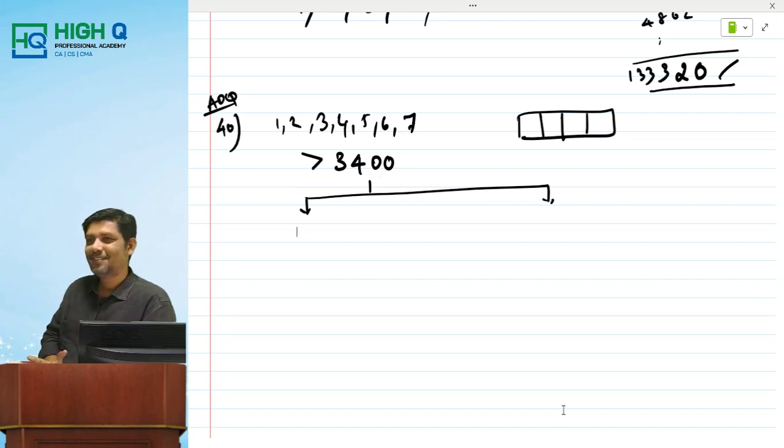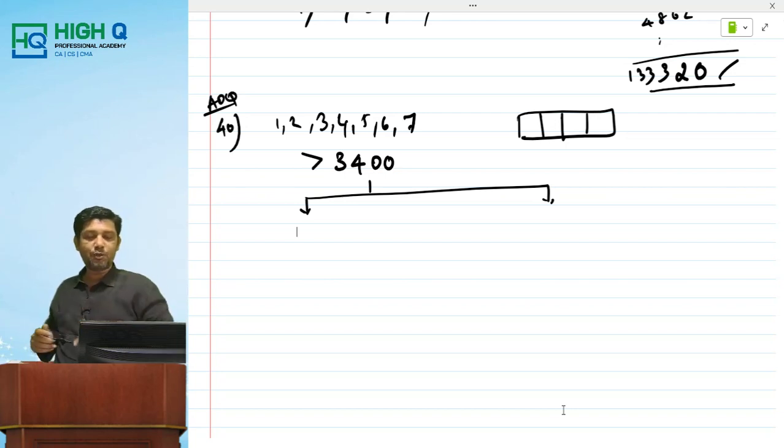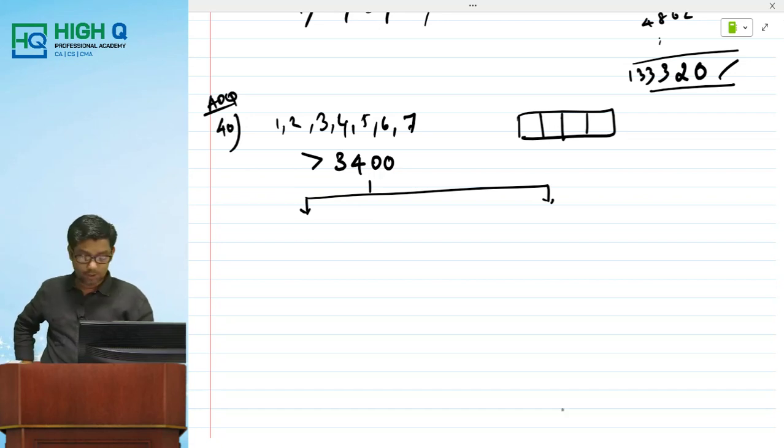No. When the number starts with other than 3, the first digit must be 4 or 5 or 6 or 7, no doubt. In that also, when the number starts with 3, I have a problem. When the number starts with other than 3, I don't have any problem, because every such number is more than 3400. Online students are able to follow? Yes, sir. So, I am just going to have 2 cases.